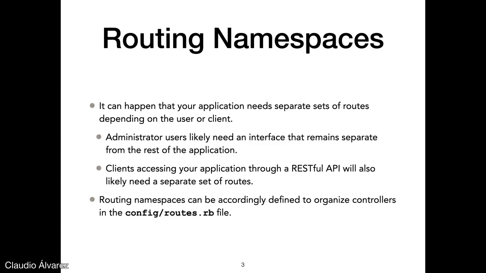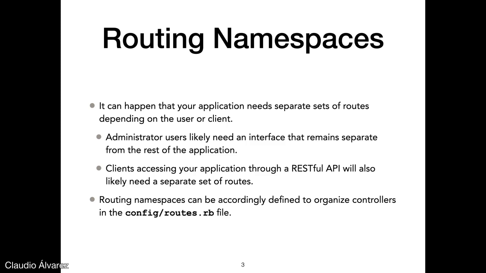So the general case about this is that it can happen that your application needs separate sets of routes depending on the user or the client. In the case of the API, well, it's another kind of client. It's not necessarily a web browser. It can be a standalone application, right? Such as, for instance, the case of Spotify or Netflix. Those are web applications, web clients that are not exactly web browsers. And they consume the content, that is the audio, the streaming audio, and the streaming video through RESTful APIs. It's most likely they've done it that way.